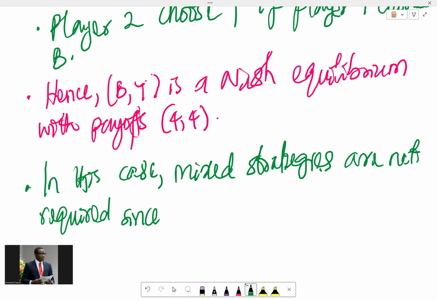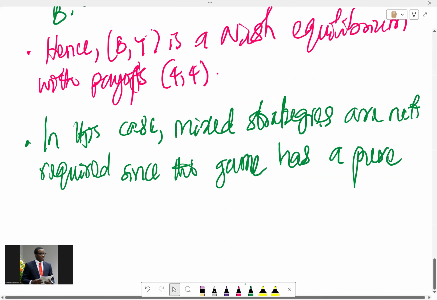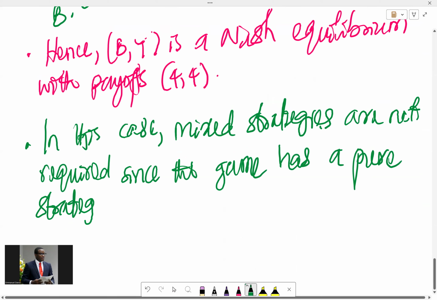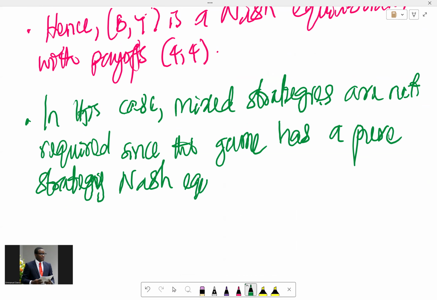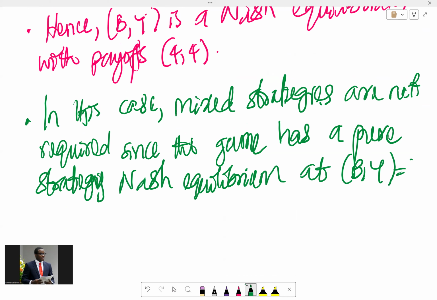since the game has a pure strategy Nash equilibrium, that is without using all those probabilities now. We have a Nash equilibrium at BY. Okay. Of course, which gives 4-4 for sure. So both players are best responding to each other's choices, and no player has an incentive to unilaterally change their mind.